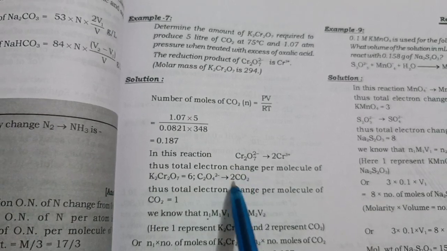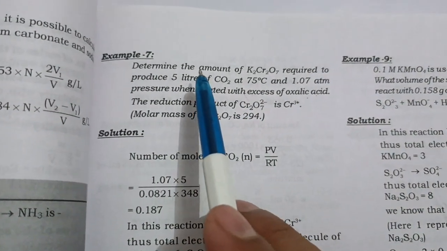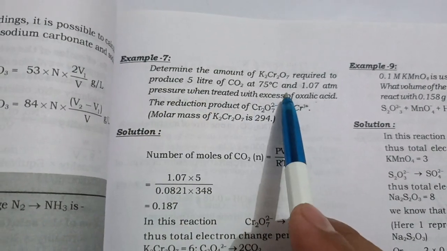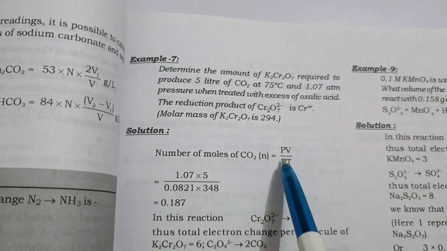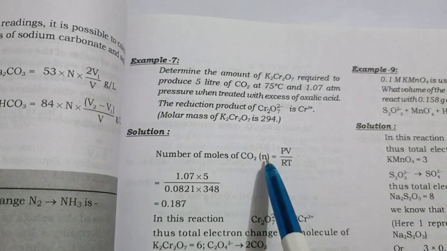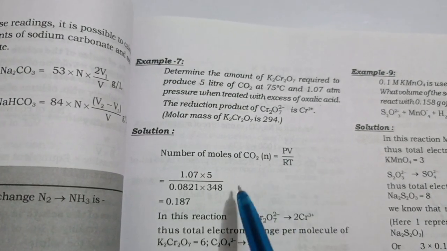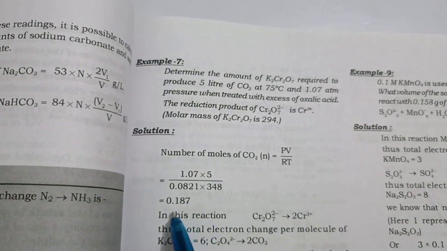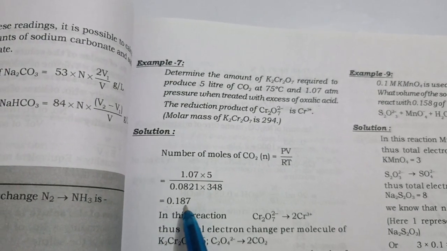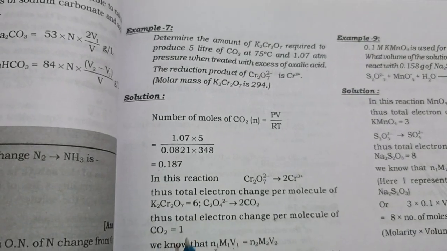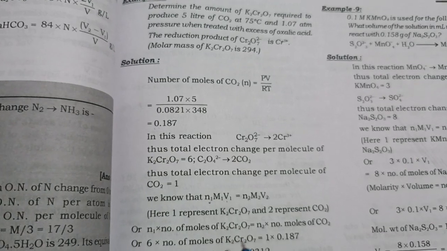So what is the product? Product is CO2. So we can find the number of mole. The number of mole of CO2 can be calculated by formula PV equal to nRT. We can calculate the number of mole, and by putting the given data we find the number of mole is equal to 0.187.